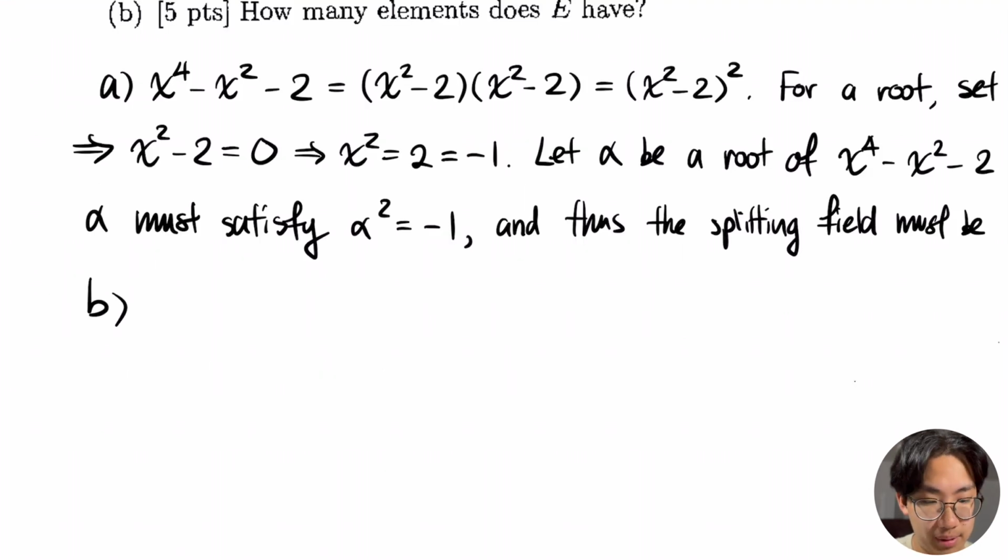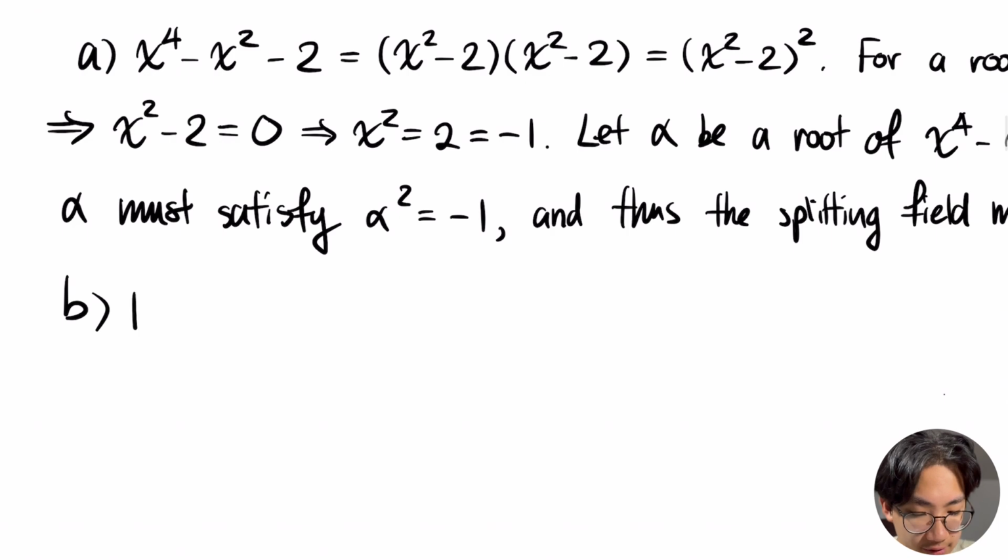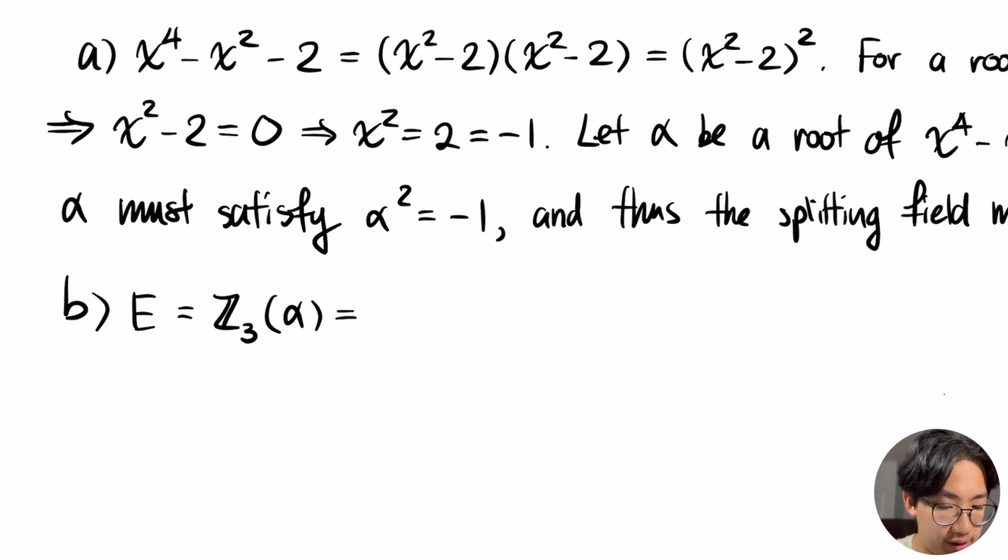Now let's take a look at part B. We want to find how many elements E has. So again, we have E, we said it was equivalent to just Z3 adjoin alpha. And we can express this as a set, but just really quickly, what we're really doing by adjoining alpha is that we're just adjoining all powers of alpha.